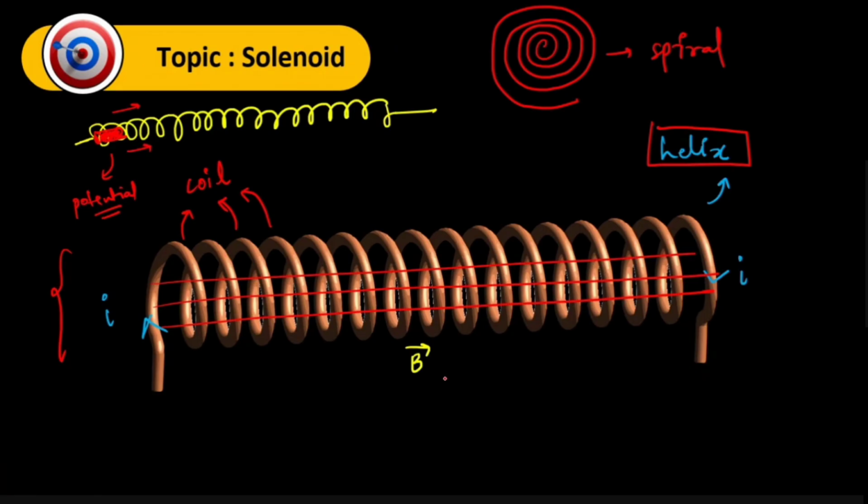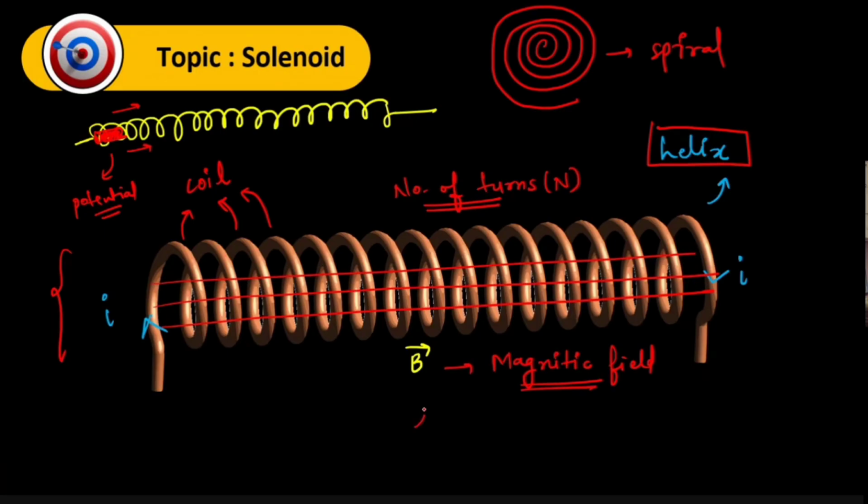When we talk about the magnitude of this magnetic field, it depends upon many conditions, like the number of turns of this coil, how many turns there are. That number of turns is represented by capital N, as I explained in the earlier unit as well. Also, it depends upon the length of the solenoid, whatever length the solenoid possesses. It depends upon the current which is passing through the wire.